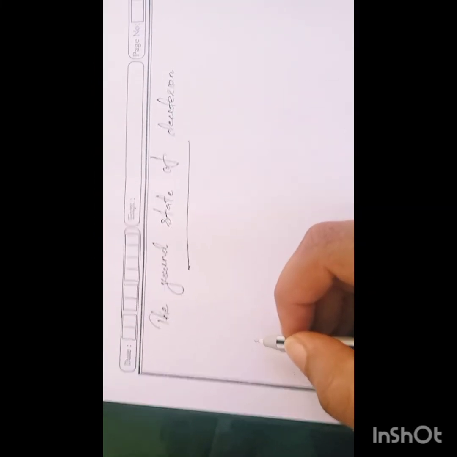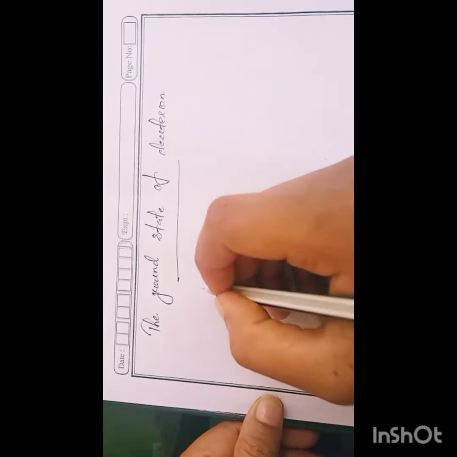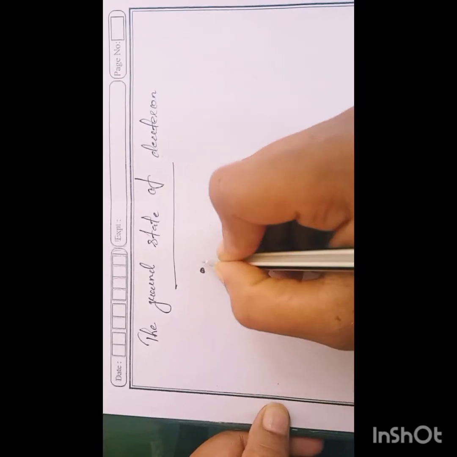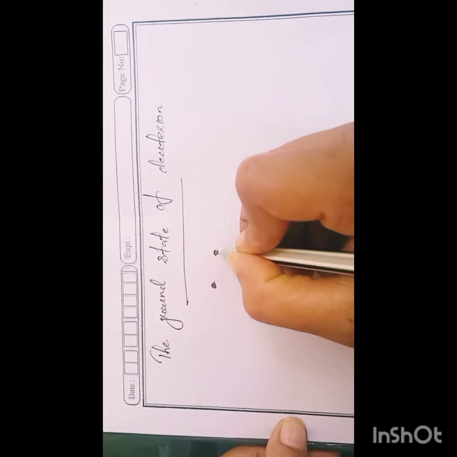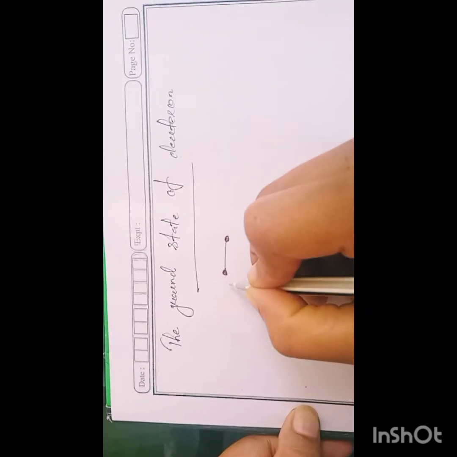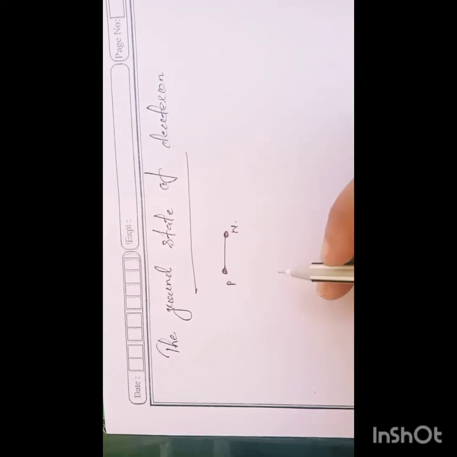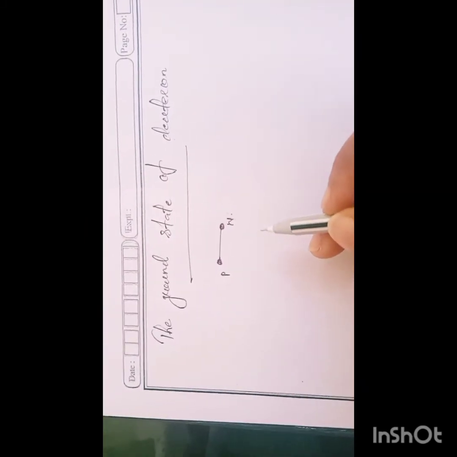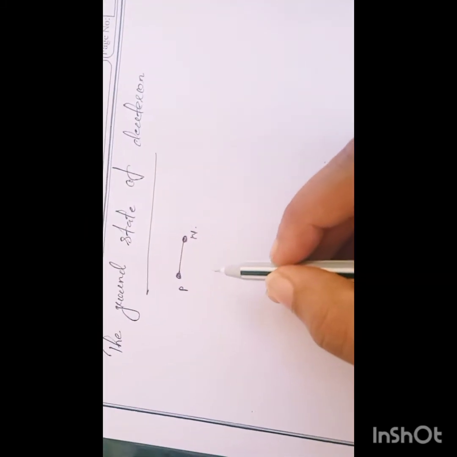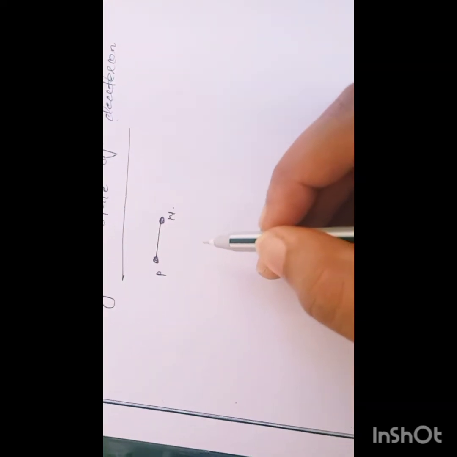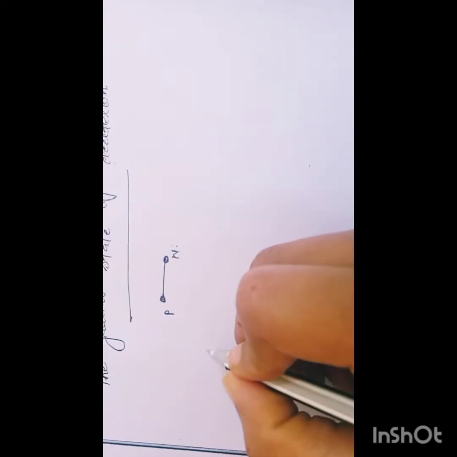Finding the ground state energy of deuteron by using the variational method. A deuteron consists of two particles, proton and neutron. And these particles are attracted together by a short range force called Yukawa force, and the potential of this force is called Yukawa potential, and it is denoted by V of R.